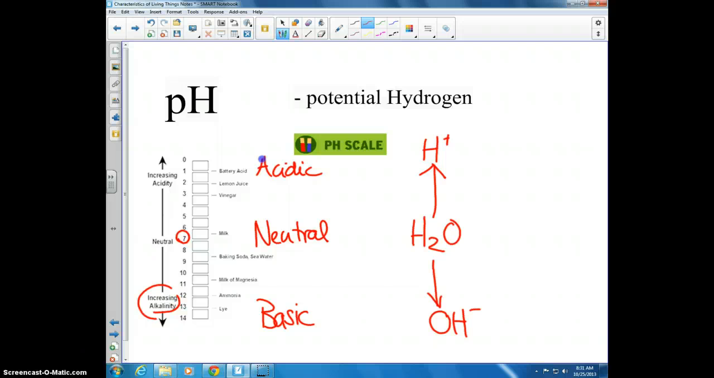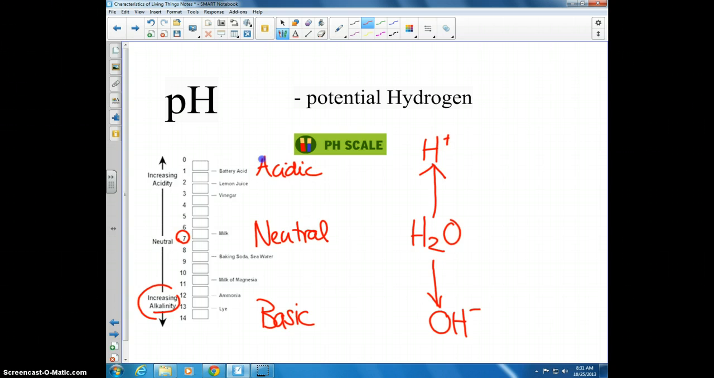Okay, so here's why this is important. If you were to take a base, OH negative, and you were to add an acid, what will that make? So if you took OH and you added an H to it, what does that make? It makes water. So what that tells you is if something is very basic and you add an acid, you're actually bringing it back towards neutral. Or if something is very acidic and you add a base, you're bringing that back towards neutral. Does that make sense to you?